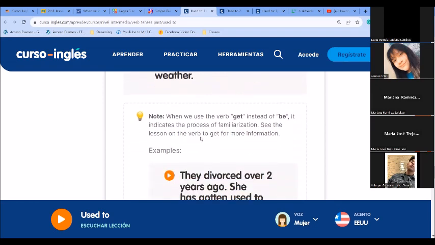All right. Now we can also switch the verb to be with the verb to get in that same idea of using the adjective form used to, where we're describing something. Now we can also use it as a more clear expression of the process of change, of familiarization. And so, as you can see here, when we get used to something, it is showing us that it started one way, but it's changed over time.